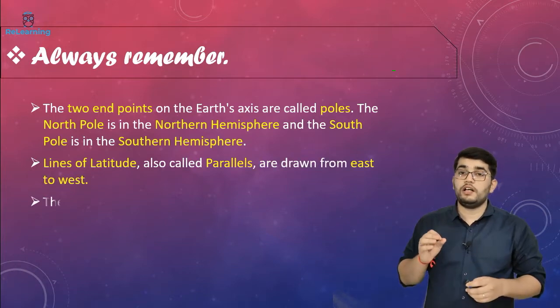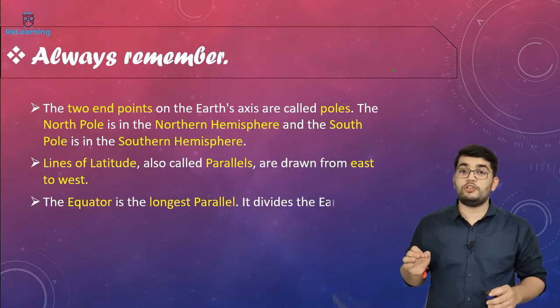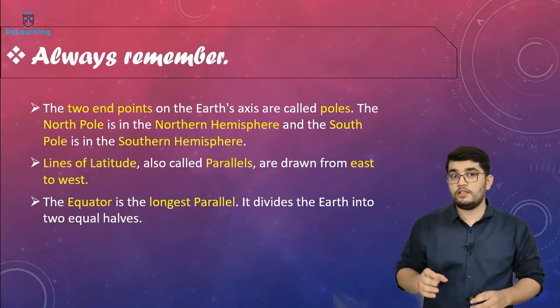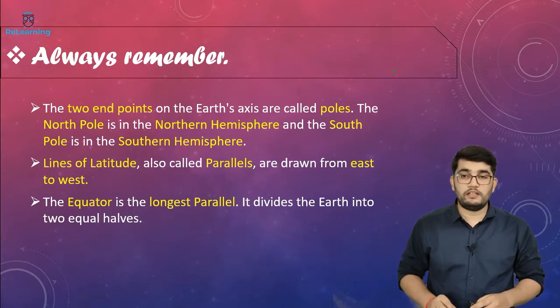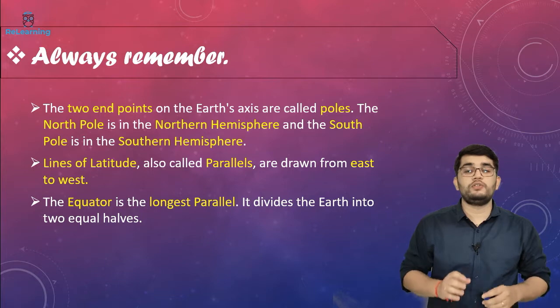Lines of latitude, also called parallels, are drawn from east to west. The equator is the longest parallel. It divides the earth into two equal halves.